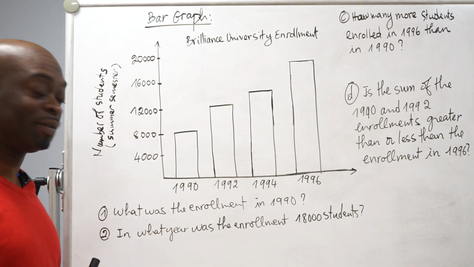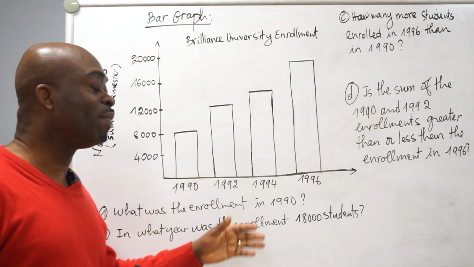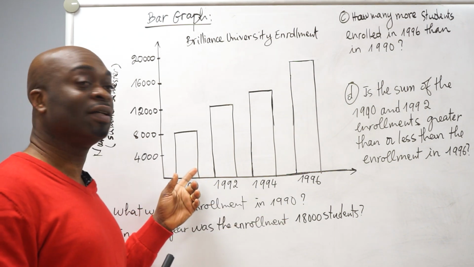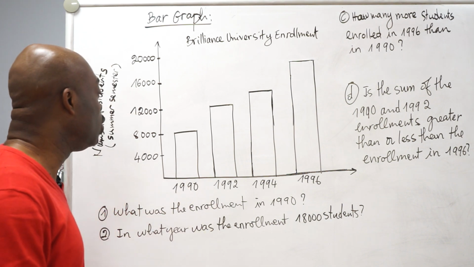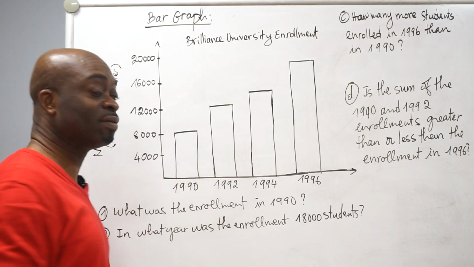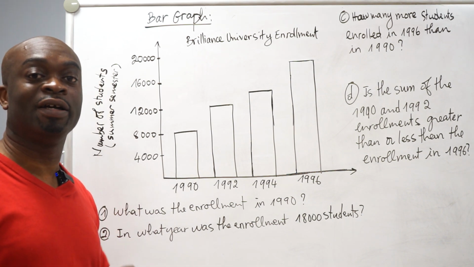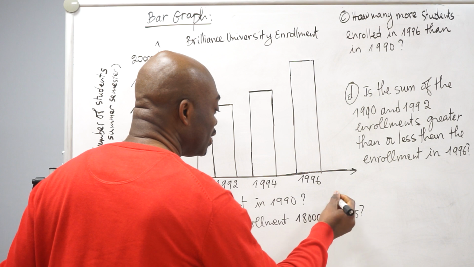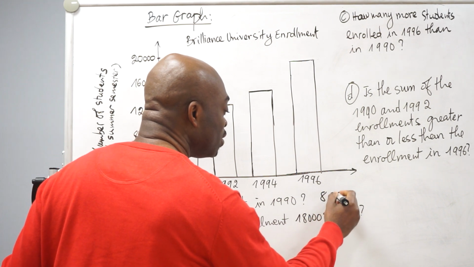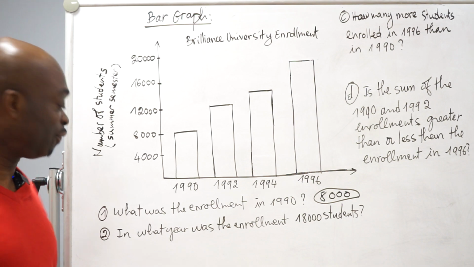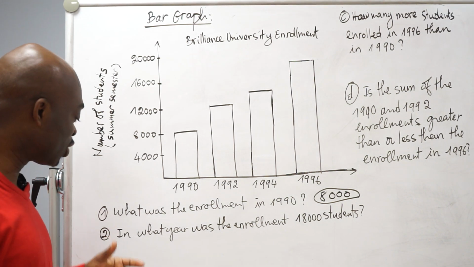Question number one: what was the enrollment in 1990? We have to look at 1990 and see the enrollment. When we look at it, we can see it's right here, it's 8,000. Simple as that. Nothing difficult about that. So that's just 8,000, and you're done with the first question.